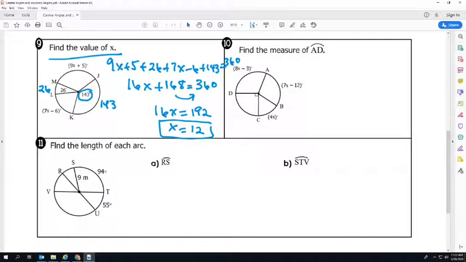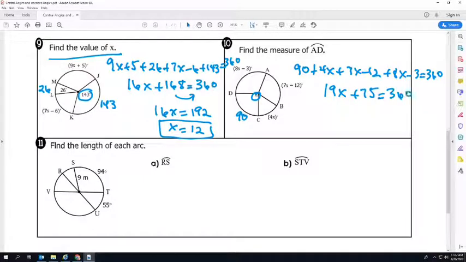All right, on number 10, you've got all of the arc measures here. This one tells me this angle measure is 90 degrees. It's a central angle, so the arc measure is also 90. So again, I'll just set up an equation. I'm going to say 90 plus 4x plus 7x minus 12 plus 8x minus 3 equals 360. And then combining like terms, I get 19x plus 75 equals 360. I'm going to move the 75 over, so 19x equals 285. Divide by 19, I get x equals 15.